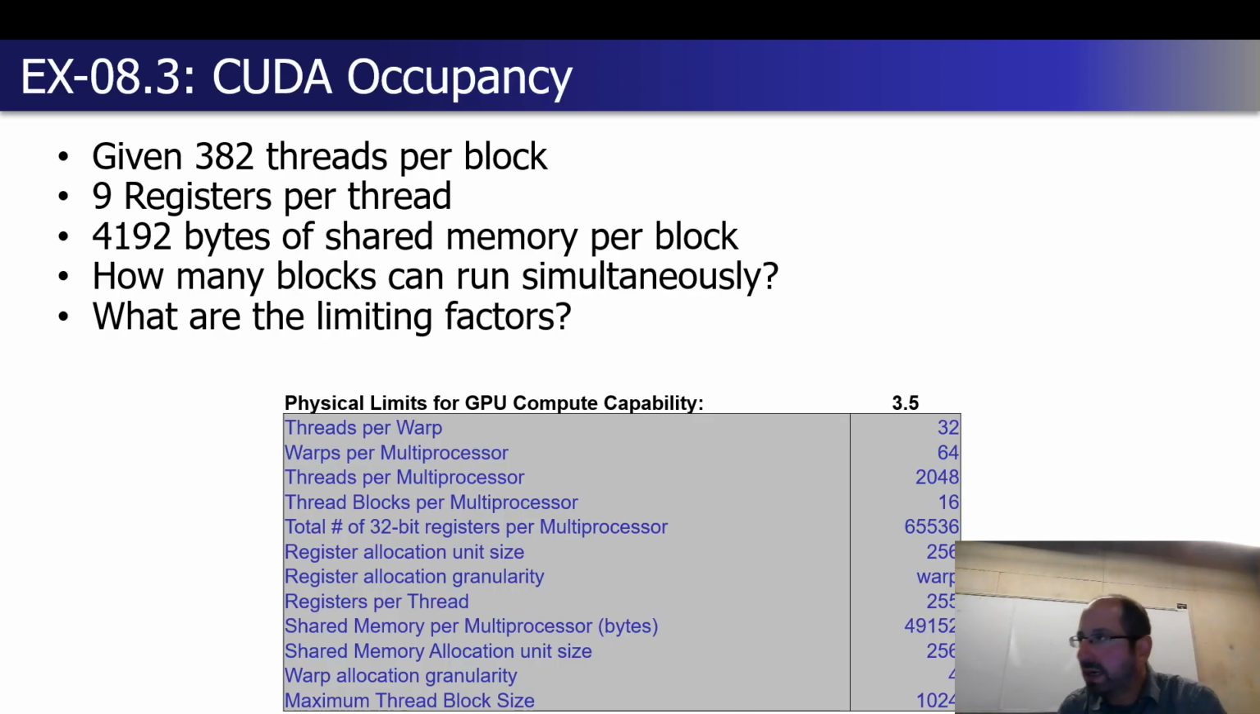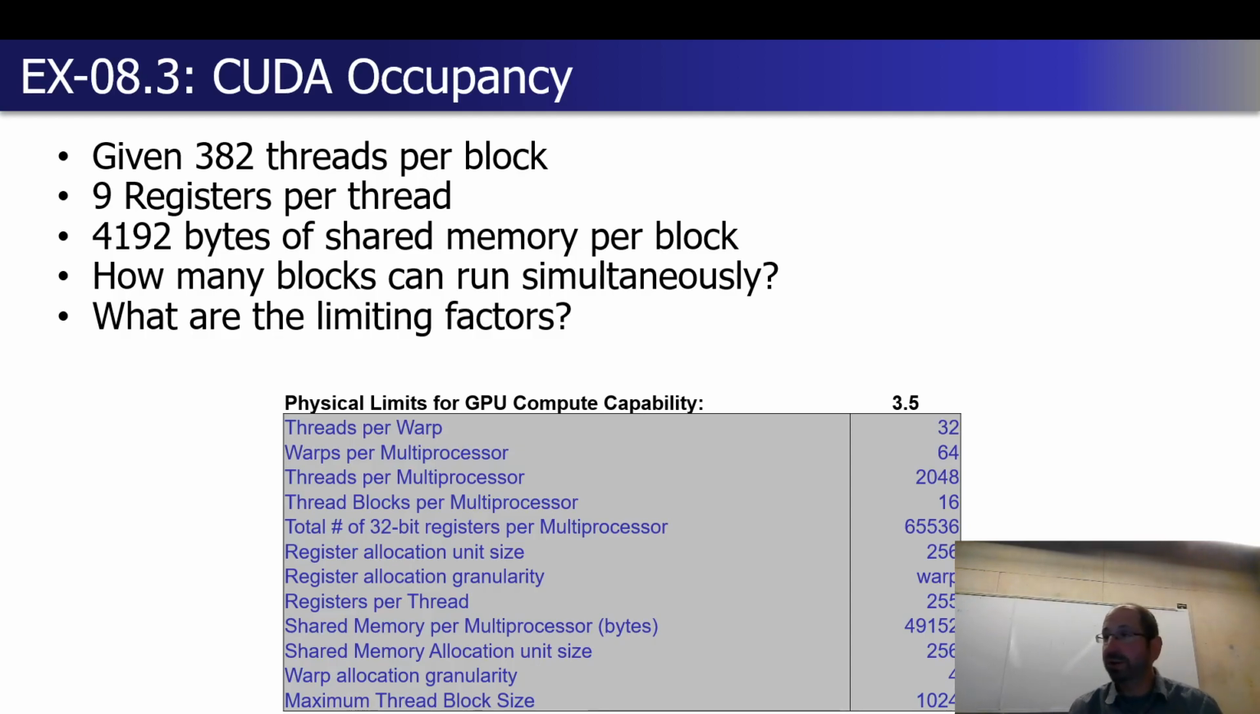So for this example, I copied a subset of the spreadsheet for compute capability 3.5, old but still relevant in terms of devices people still use for GPU compute. Assuming we had an application that had 382 threads per block, 9 registers per thread, and 4K bytes of shared memory per block, how many blocks could we run simultaneously, and what would be the limiting factor or factors? Take a minute. Wake up the person next to you if needed. What would be the limiting factor?